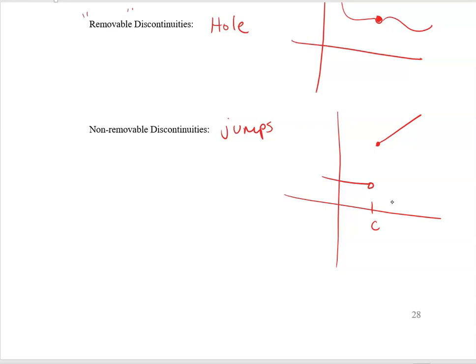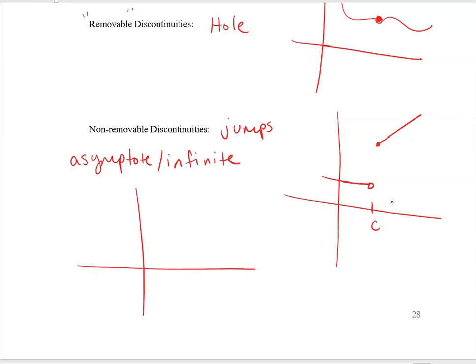Another type of non-removable discontinuity would be an asymptote or an infinite discontinuity. So basically if a graph has a vertical asymptote, let's say at c, there's no way to fix that or remove that. So we call that a non-removable discontinuity. Holes we can fix, non-removable discontinuities we cannot.